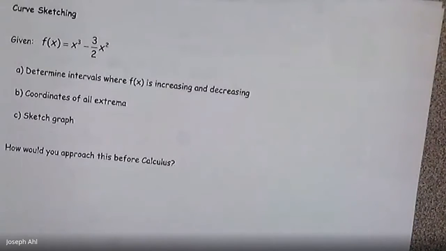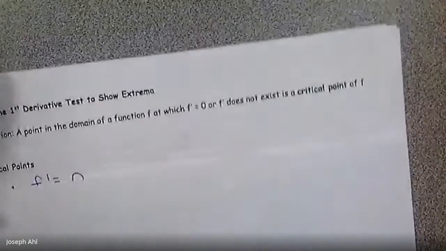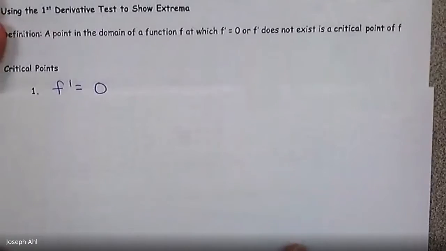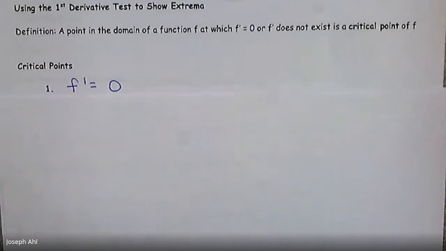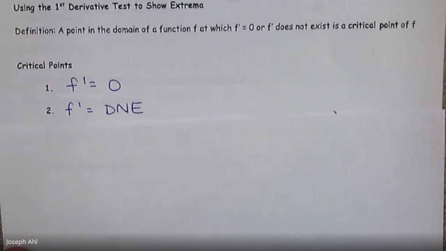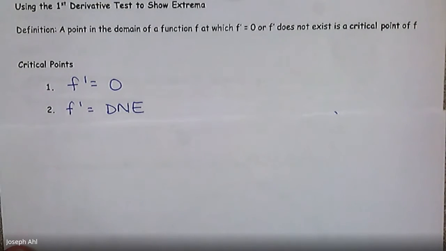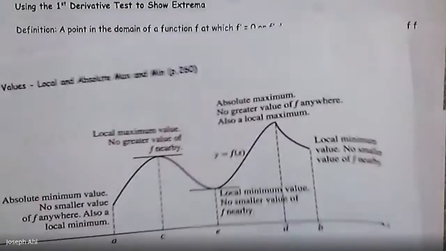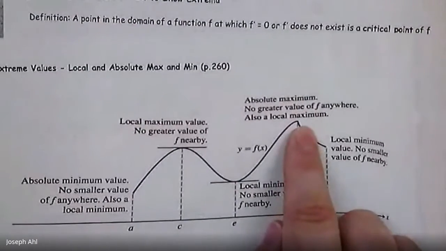The critical points are exactly where that definition states: where the derivative equals 0, we're going to have critical points, right? The slope of the tangent is 0, so we've got a max or a min. If the derivative doesn't exist, that's a critical point where we can definitely find maxes and mins around. Can we visualize what that would look like? How about this point right here?